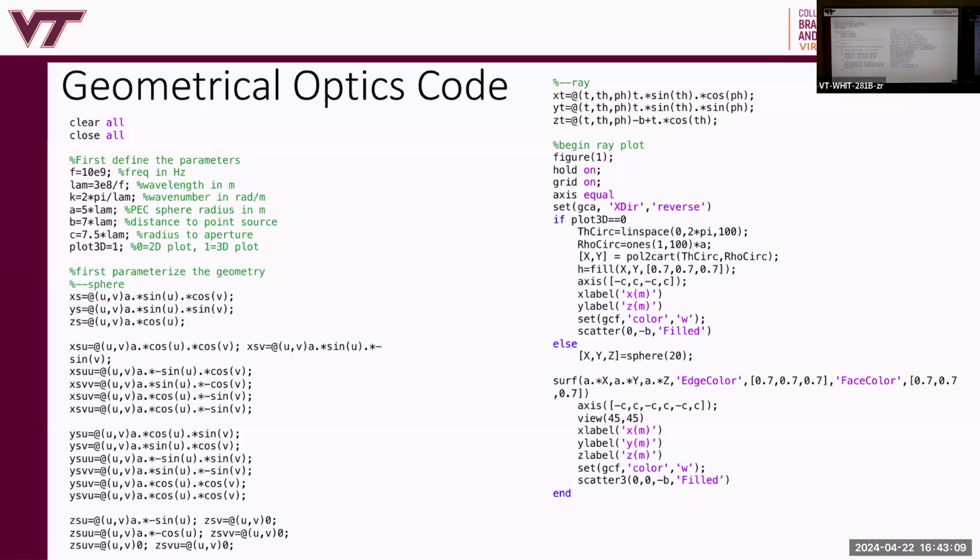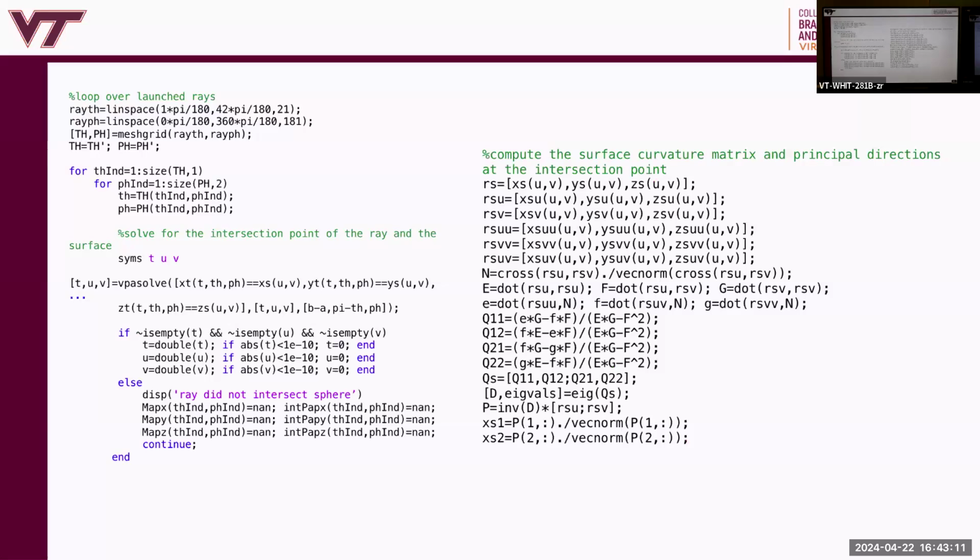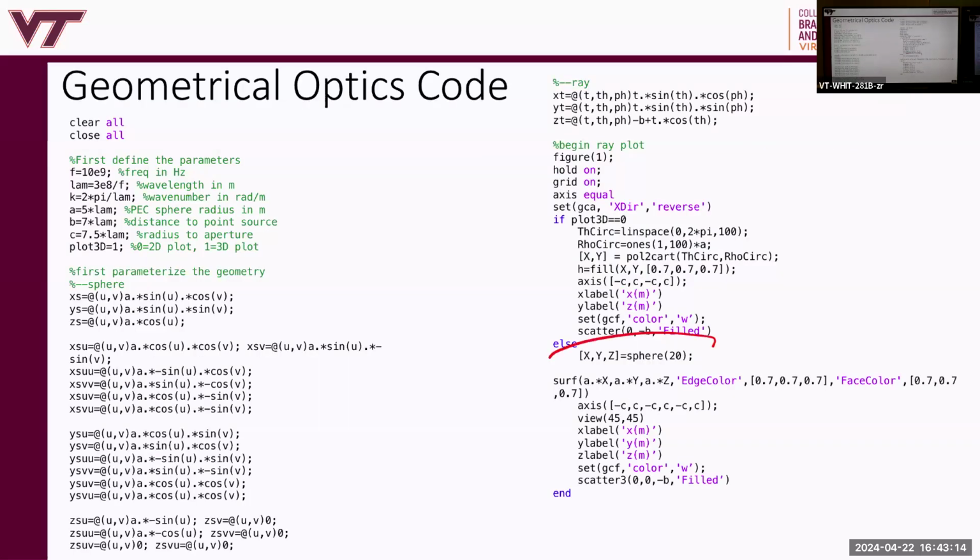And here's the 3D. For the 3D, you can call this function sphere. It gives you the XYZ coordinates of a sphere, and then you just draw it using the surf command. And then you add the point source here, but now it's scatter3 because it's a 3D plot.